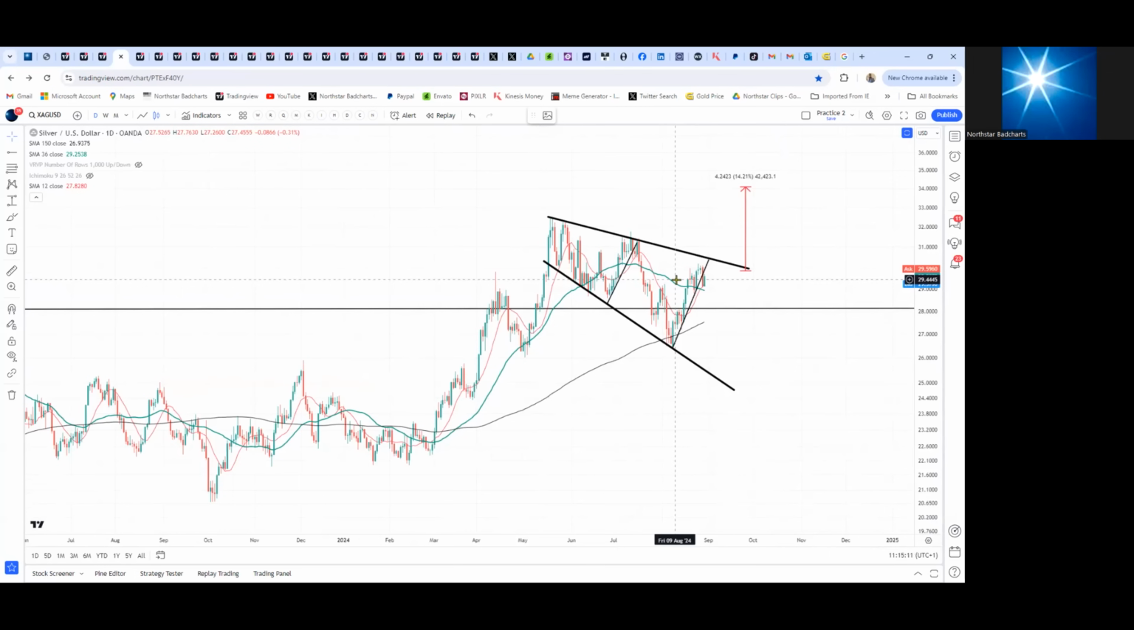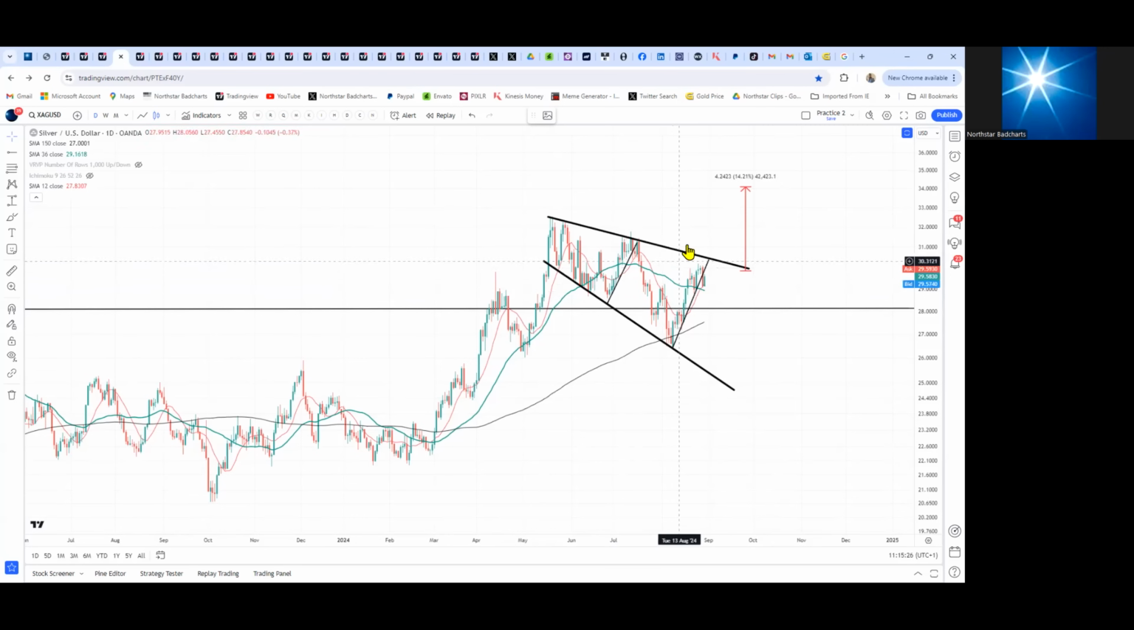So what I've said now is that any move below 28, and we probably should be just stepping aside for however long it takes, because 28 is an important support level, and there's no point hanging around in silver if it breaks down below 28. Okay, that's the first thing.